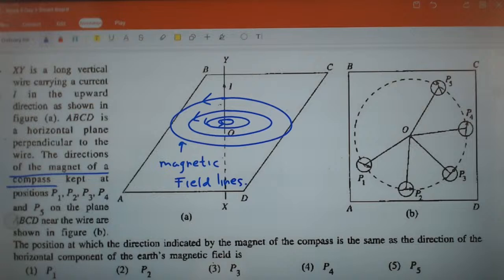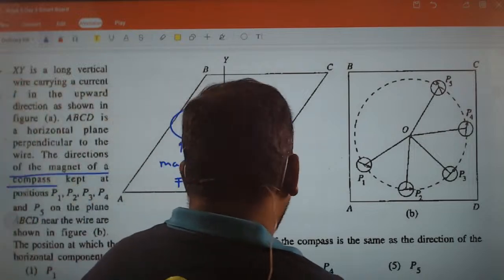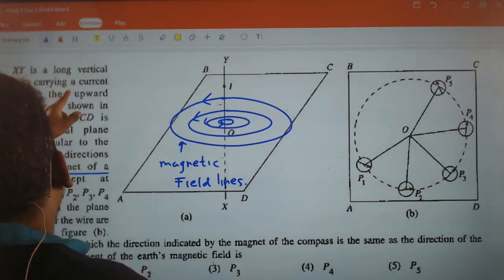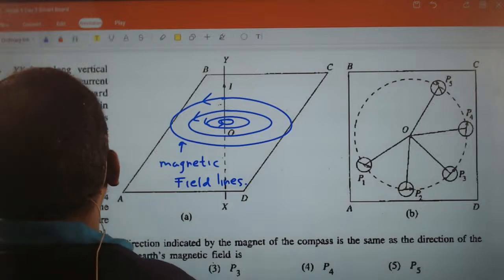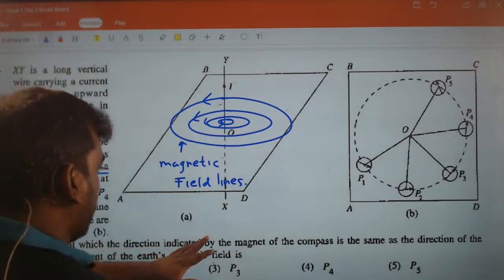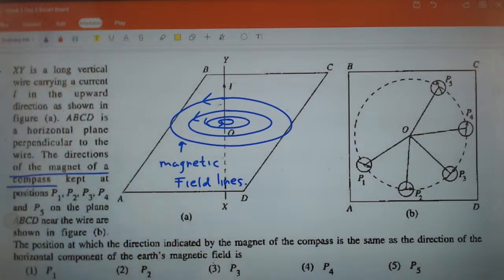Right. So, which location? So XY is a long vertical wire. Direction shown ABCD horizontal plane. Directions of the magnet of the compass are kept in positions P1, P2, P3, P4, P5. That is the plane ABCD of the wire, right? The position at which the direction indicated by the magnet of the compass is the same as the direction of the horizontal component of the Earth is right.